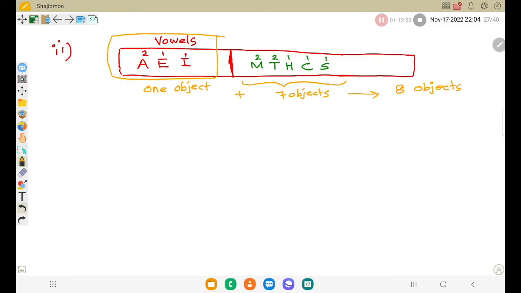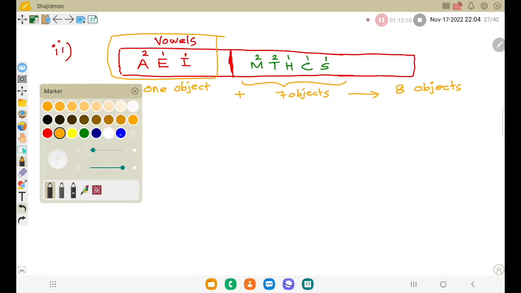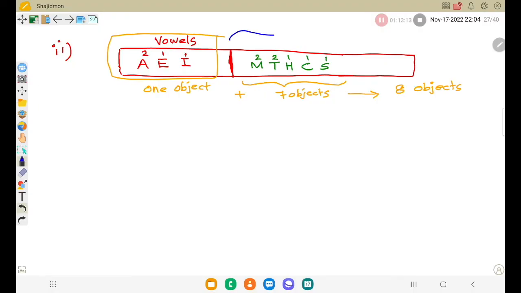Have you understood? I hope you understood. The vowels all should be together, so I have taken them together as one object, and another 7 objects will be there. So in total we have 8 objects. Now think about whether these objects are distinct or not distinct. Not distinct, correct? Why not distinct? Because M comes 2 times, T comes 2 times, H comes 1, C comes 1, S comes 1.